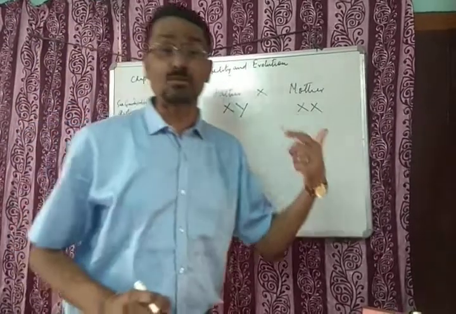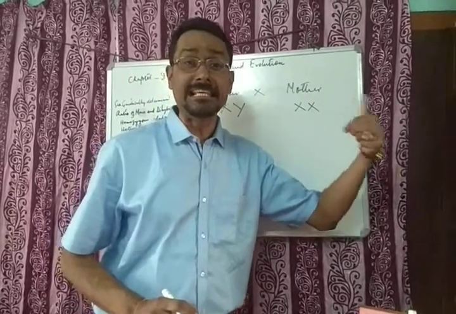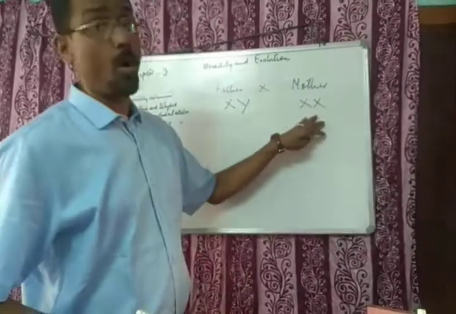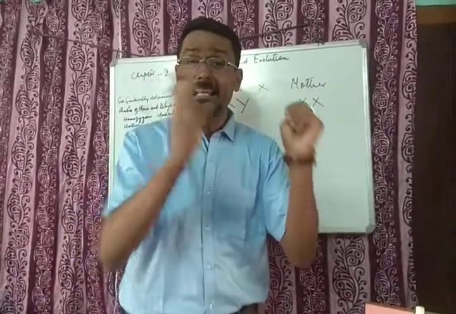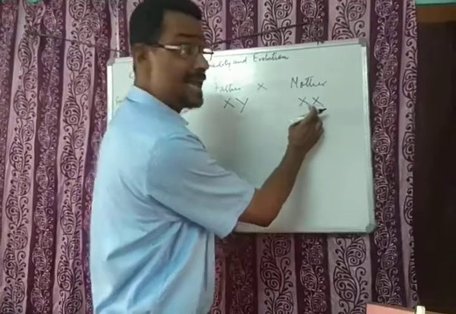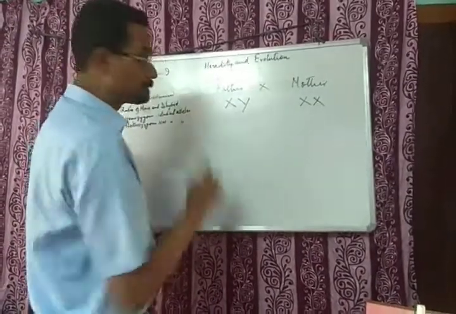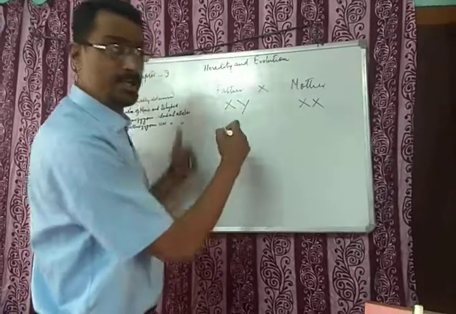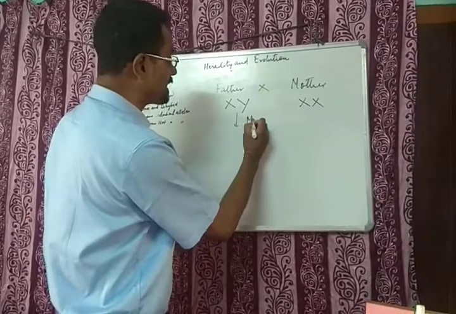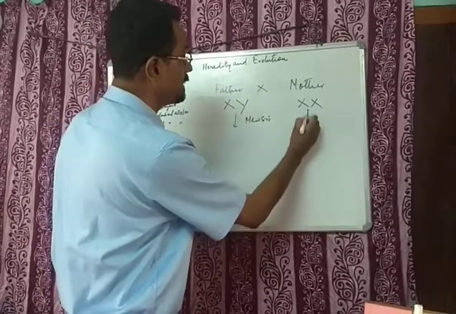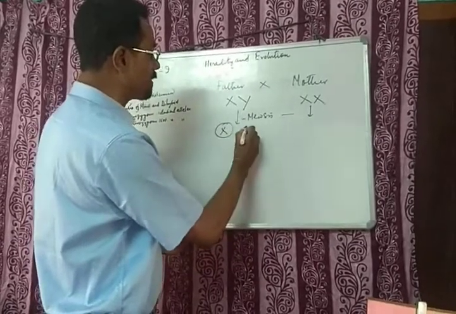So that is called heterozygous. Father is heterozygous. What is the meaning of heterozygous? Non-identical alleles. Mother is homozygous. What is the meaning of homozygous? Identical alleles. Both are the same, identical, whereas non-identical means it is not the same as one another. So when the father forms the gamete, here it will be meiosis. Here also it will be meiosis. So it will form two types of gametes.